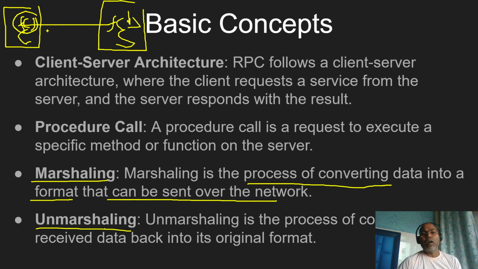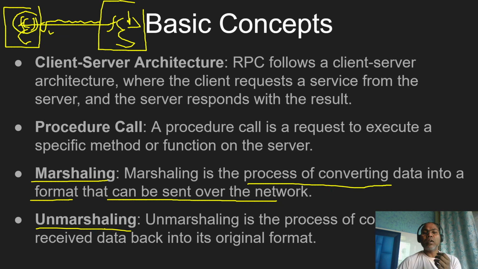So there is a concept where whatever the client requests, we convert it to a specific format which can travel over the network and be received by the server. That means our client code converts it to a particular data format that can be sent over the network. Generally network data is sent in the form of packets, bytes or bits. So we convert to those forms. This is known as marshaling.